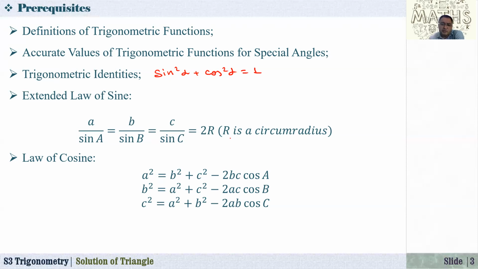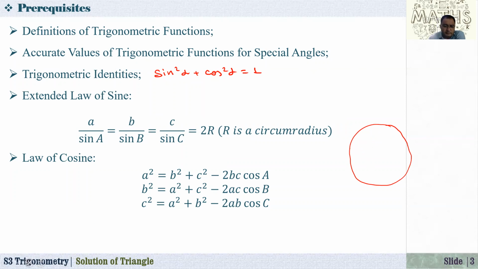That means that if you draw a circle, and all of the vertices of the triangle are lying on the circumference of the circle, this R is the radius of the circle. We just call this a circumscribed or inscribed circle. Inscribed is inside the triangle. Circumscribed means that all the vertices of the triangle are lying on the circumference of the circle. Just one example: let's say this is our circle, and let's suppose that we are given any triangle.